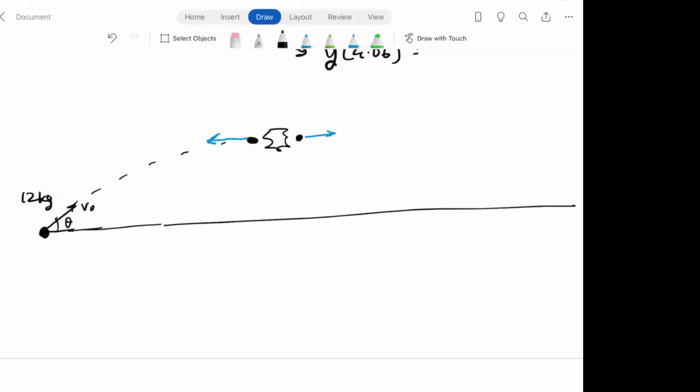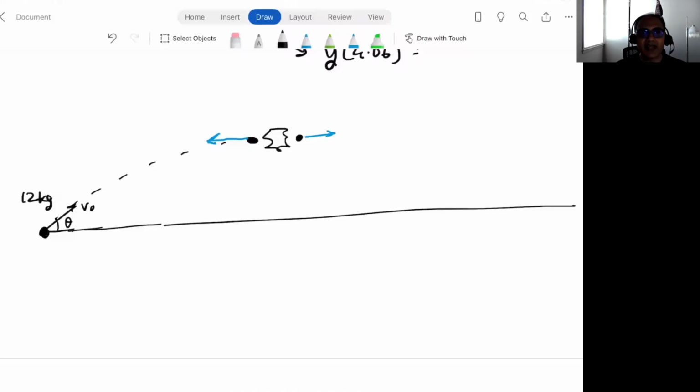You can just find out where it would land if it hadn't exploded. Yes, exactly. Very good. That's exactly correct.